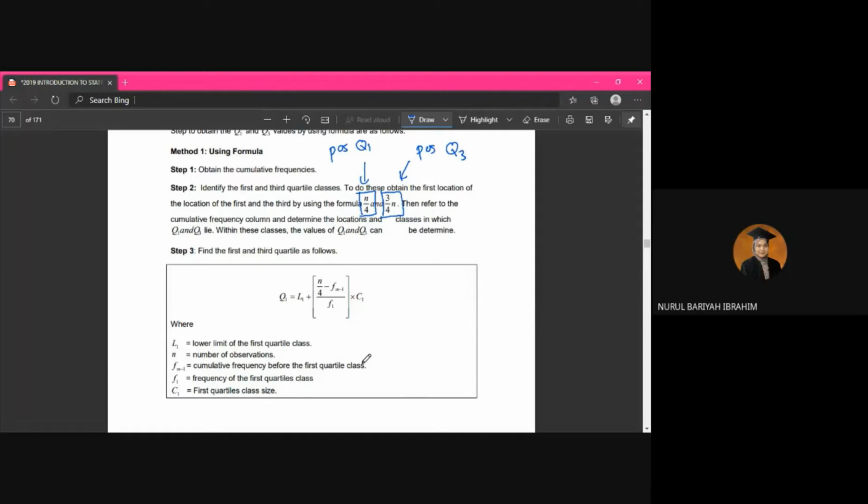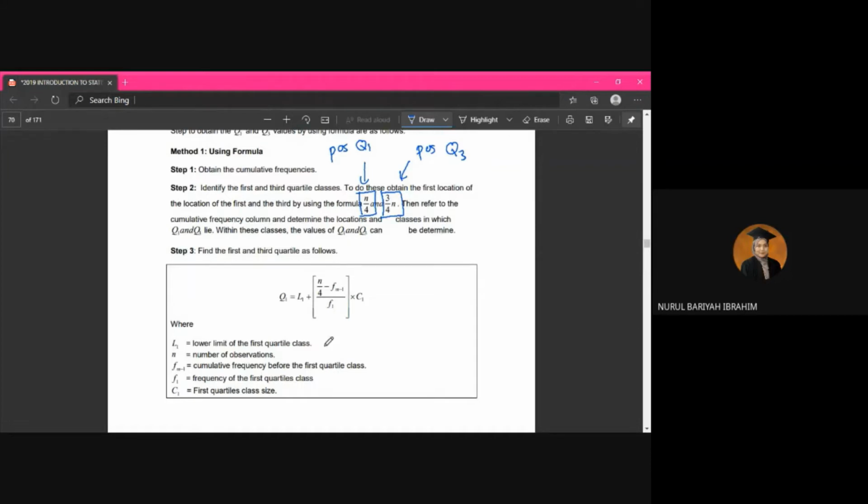Okay, so look at the formula here. L1 is the lower limit of the first quartile class, so we have to find first which class the first quartile is in. Then we find the cumulative frequency, and here F1 is the frequency of the first quartile class, multiplied by C. C is the class size. Remember how to find the class size, which is the difference of the class boundaries, the upper boundary minus the lower boundary.